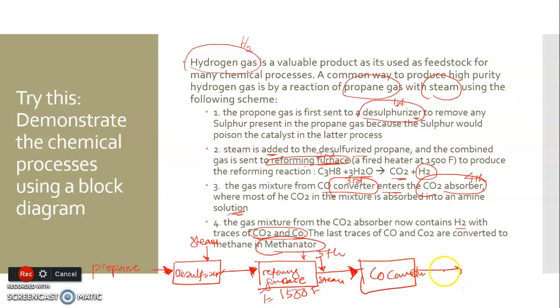And then the CO converter enters the CO2 absorber. Masuk lagi satu kolom, satu blok. CO2 absorber, where most of the CO2 in the mixture is absorbed into an amine solution. And then the gas mixture from the CO2 absorber now contains H2.